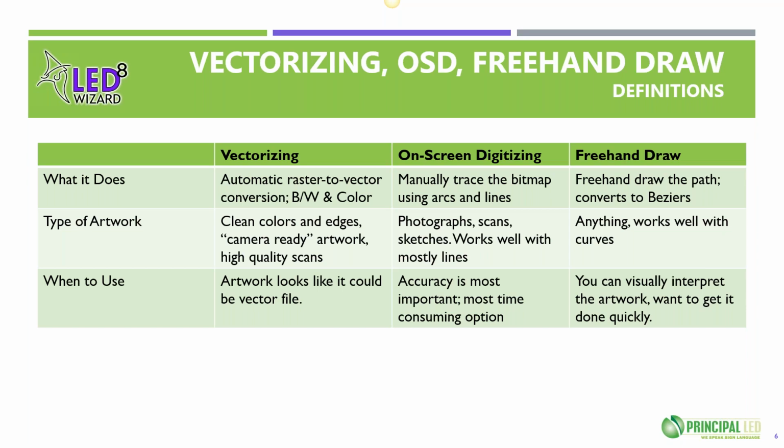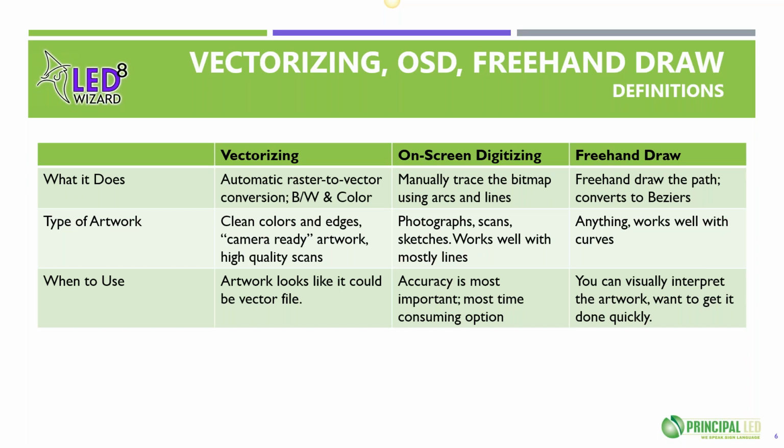Or maybe it's just something where I want to really quickly draw a path for my LEDs. And I should mention here that vectorizing is really creating an outline, right? So say you have a channel letter set, it's a retrofit, and you want to vectorize that outline. Vectorizing doesn't put a center path, right? On-screen digitizing or freehand draw would be where you would draw a center path.